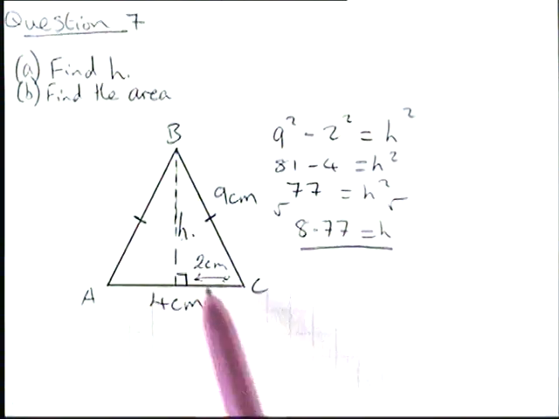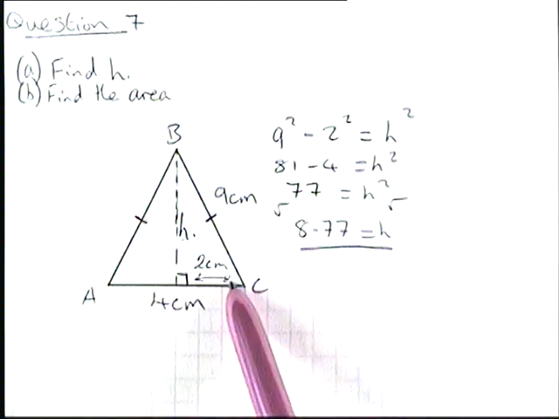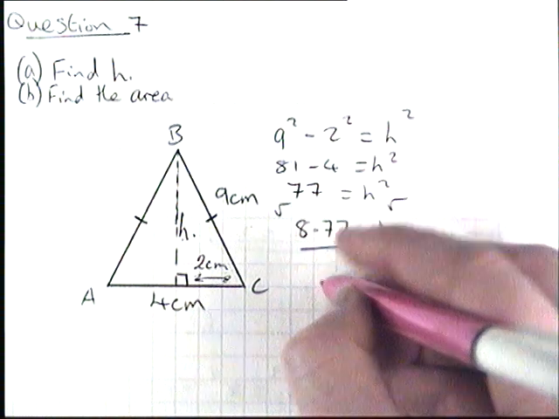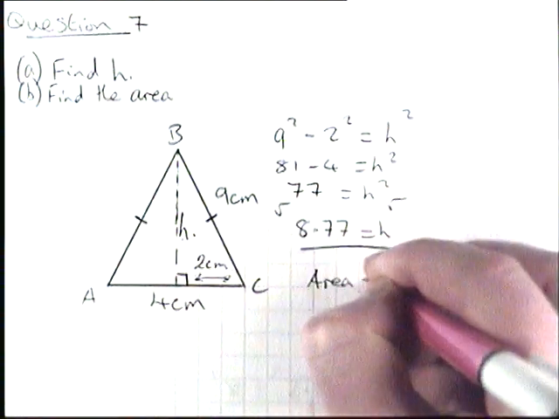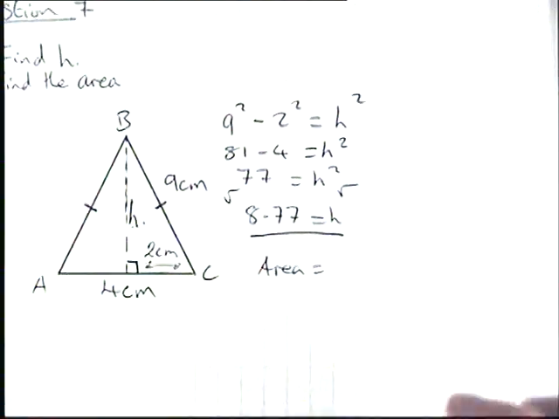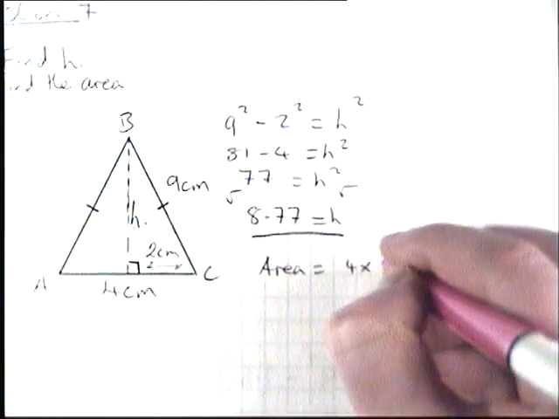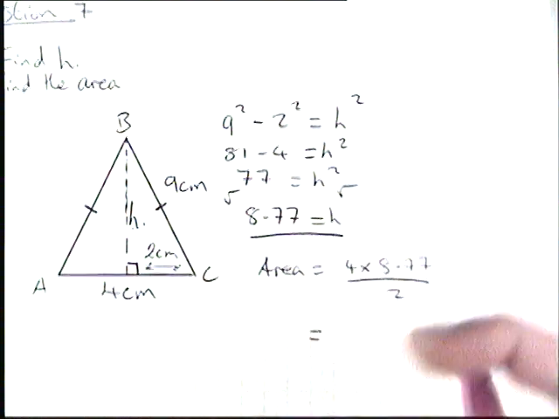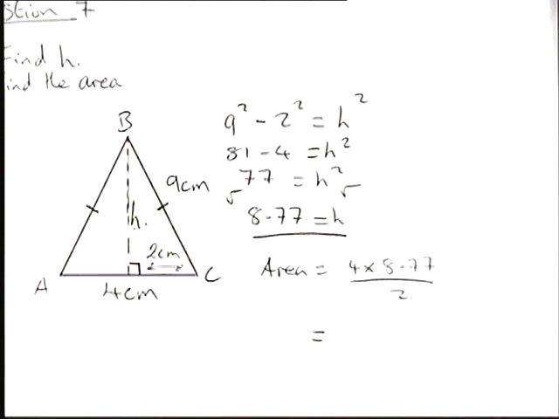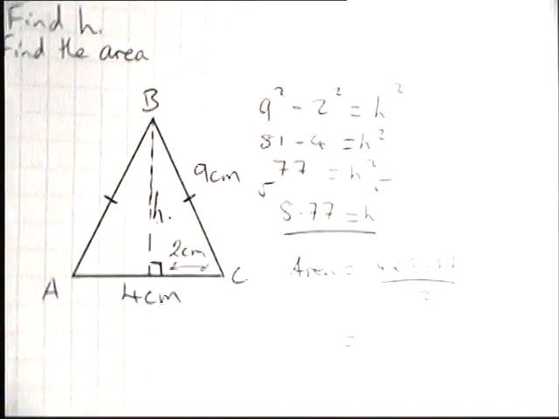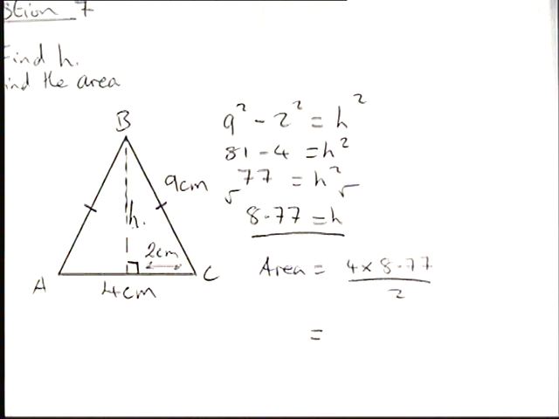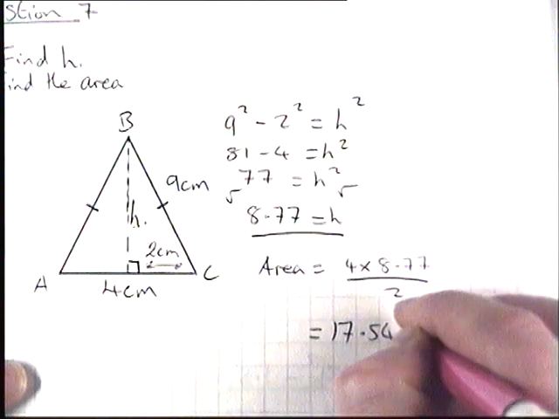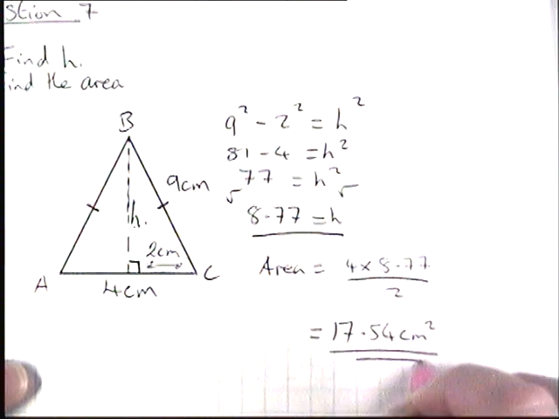So now we can use that to find out the area of our triangle, because we need to do the base times the vertical height divided by 2. So the area equals 4 times 8.77 divided by 2. Which gives us 17.54 centimeters squared.